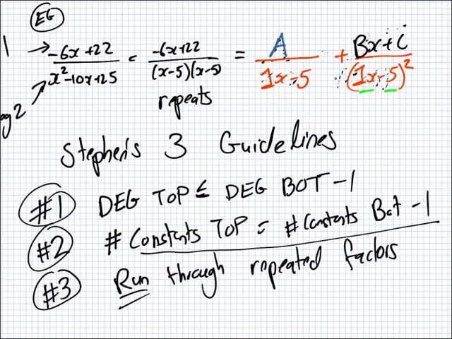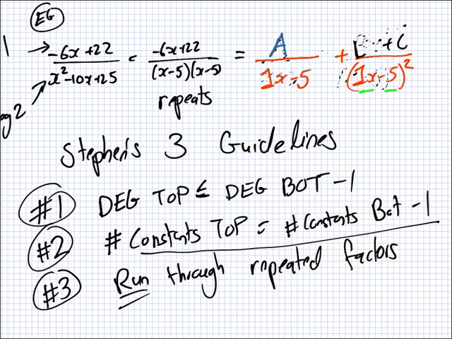Could we use method 3, the cover-up method? No, we can't. So, watch what happens. If I try to cover this up to get the A, then it means I only cover up one of these, and that's a problem. Sorry, let me get rid of this BX here. Now, if I cover up this, that's a problem, because I can't use x as 5.